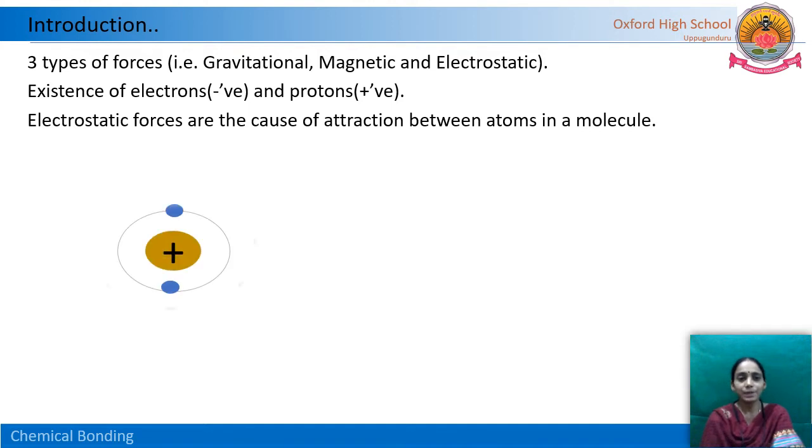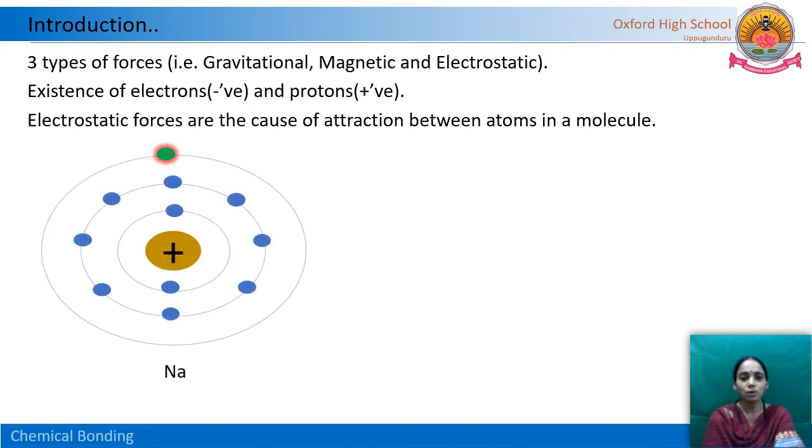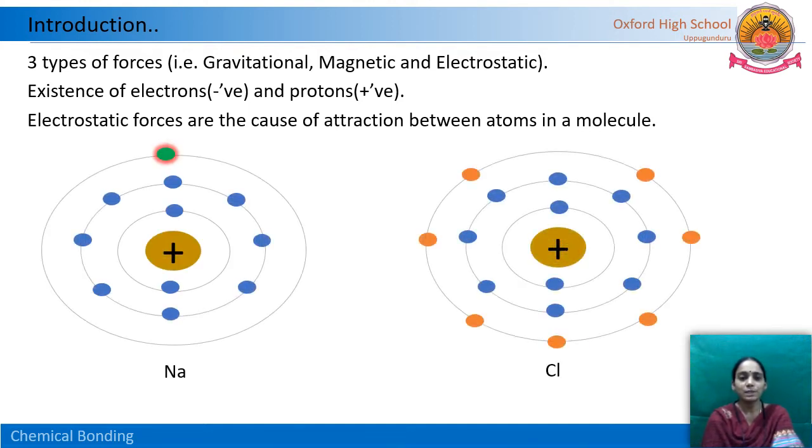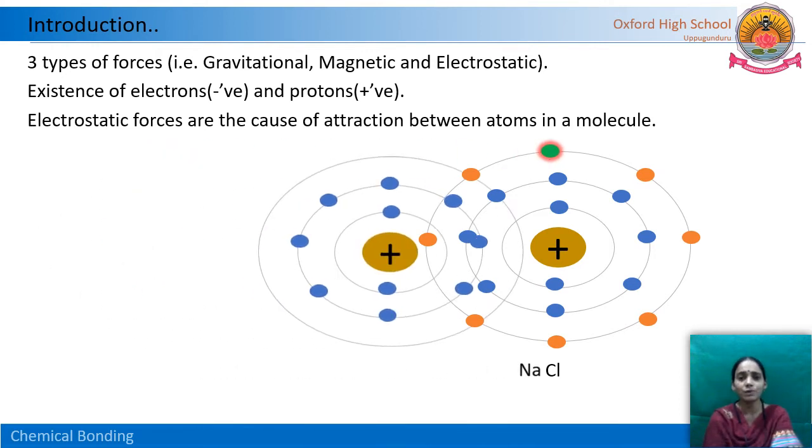Let us see an example here. Sodium atom and chlorine atom. We know that sodium has one single electron in its outer shell, whereas chlorine has 7 electrons in its outer shell. These outer shell electrons are called valence electrons. We have studied this in our previous class. When these two come closer, what will happen? The sodium atom will get attracted by chlorine, and the chlorine atom will get attracted by sodium. Because of these attraction forces, sodium chloride is formed.